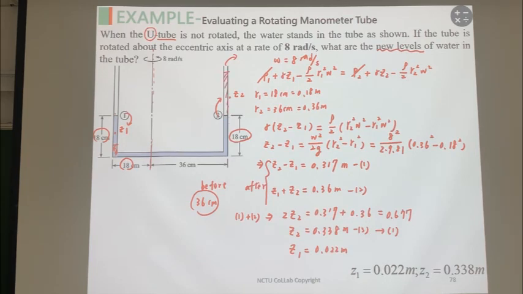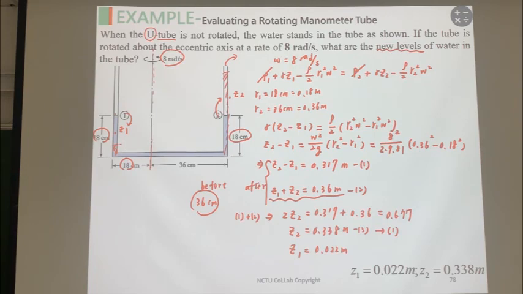So that means after you rotate, Z1 will become lower here, and Z2 becomes higher here. So the level decreases here. If we rotate at a higher speed, maybe the liquid inside the tube will flow out. That means we cannot have too high a speed, because then some fluid goes outside and you don't have this equation. You cannot solve for the Z1, Z2 elevations.